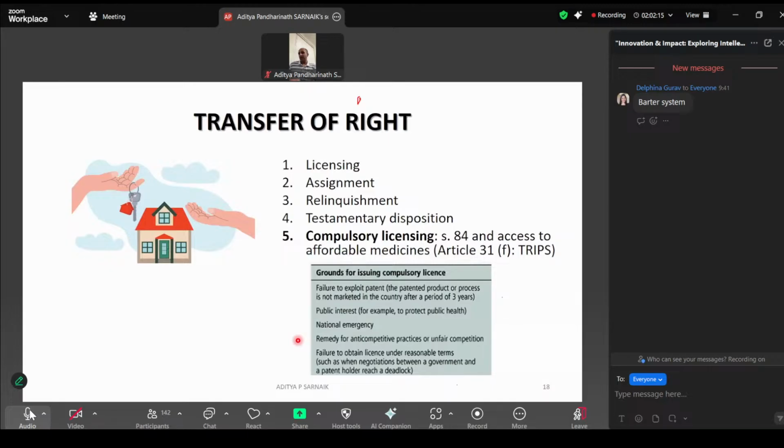Okay, let's move on to the next part, which is transfer of rights, one of the very important things in the Patents Act. It comes up everywhere. Transfer of rights. So the first is licensing. Oh, somebody has messaged. Oh, Delphin, thank you. I actually missed that particular word, barter system.